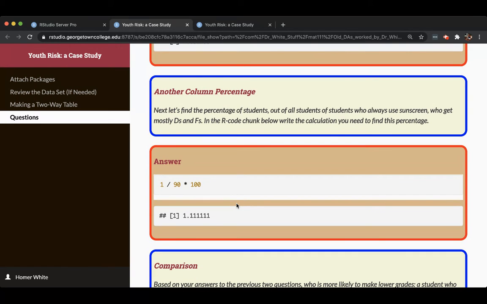Similarly, to find the percent of students out of all students who always use sunscreen who get mostly D's and F's, you would look at the number out of those who always use sunscreen who get mostly D's and F's, and there was only one of them. Divide by the number who always use sunscreen. So you get 1 over 90 times 100 to make it a percent, and you get about 1.11%.